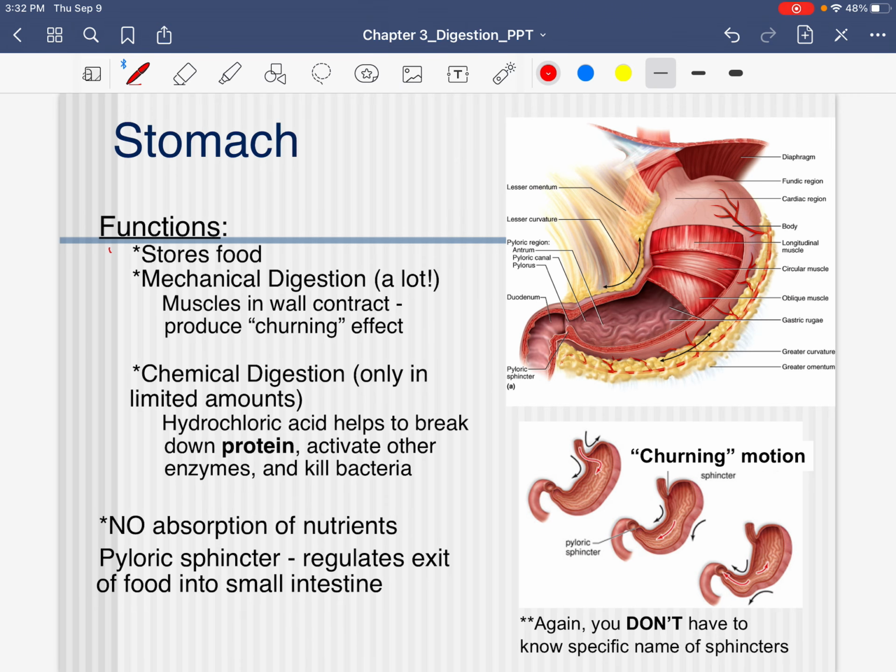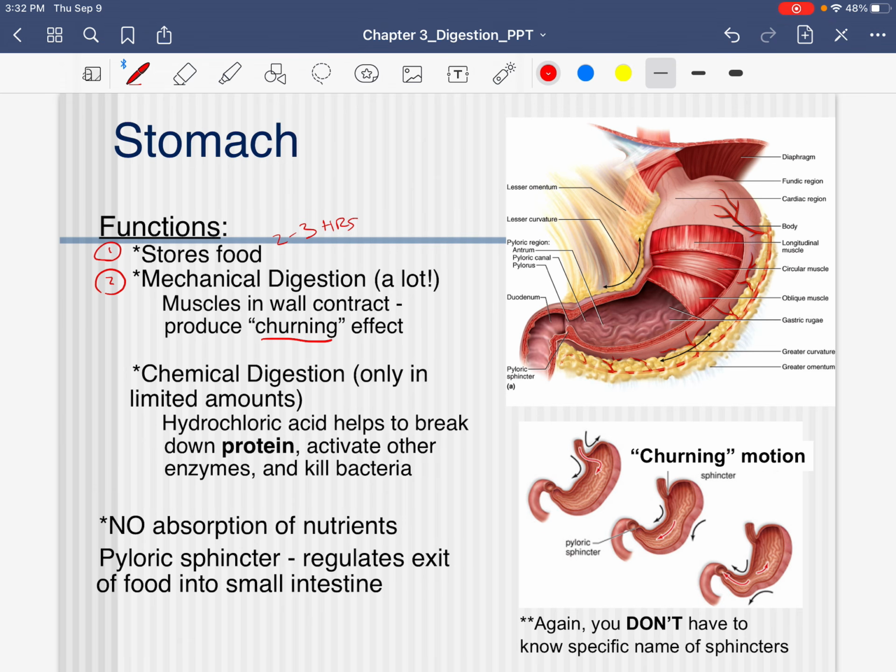Okay, let's talk about functions. One function of the stomach is to store food. I'm not going to ask you this number, but FYI, food tends to stay in the stomach around 2 to 3 hours, but it depends on a whole lot of factors. But food's got to stay in the stomach a while so the stomach can do its job. Well, what else does it do?